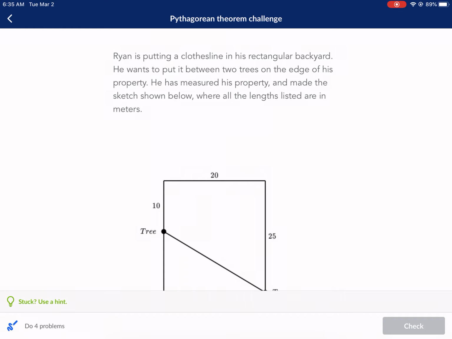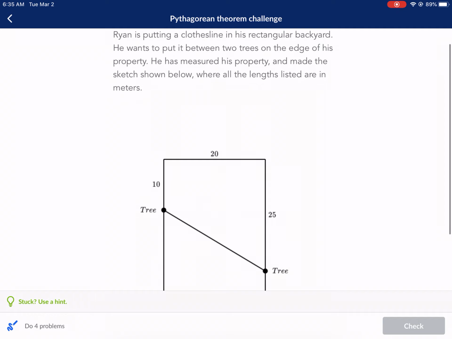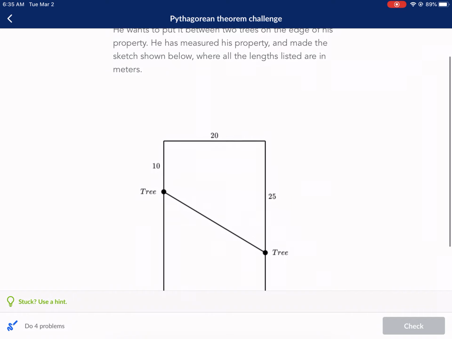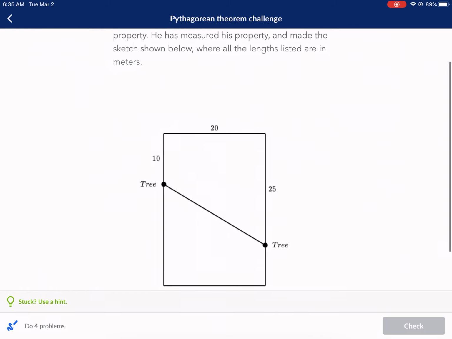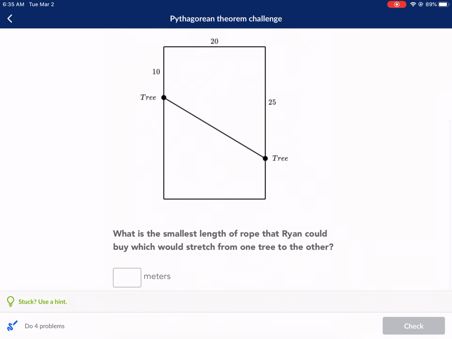Let's get started. Ryan is putting a clothesline in his rectangular backyard. He wants to put it in between two trees on the edge of his property. He has measured his property and made the sketch shown below. All the lengths listed are in meters. What is the smallest length of rope that Ryan could buy, which would stretch from one tree to the other?